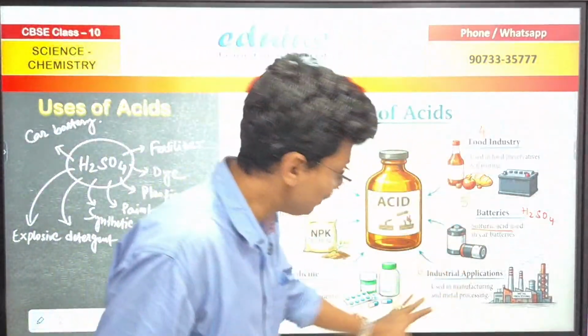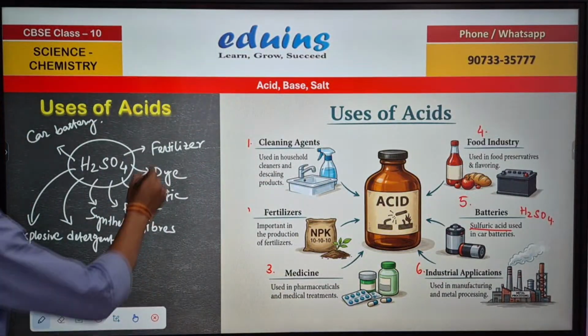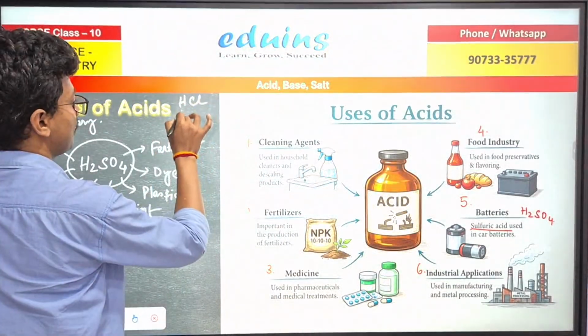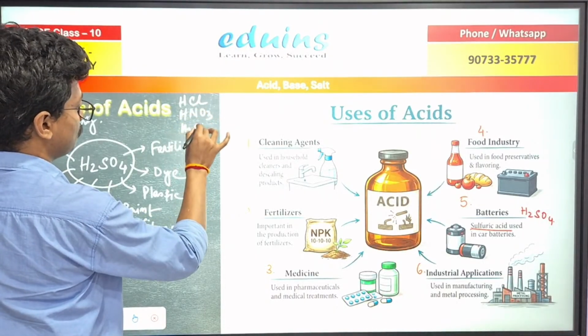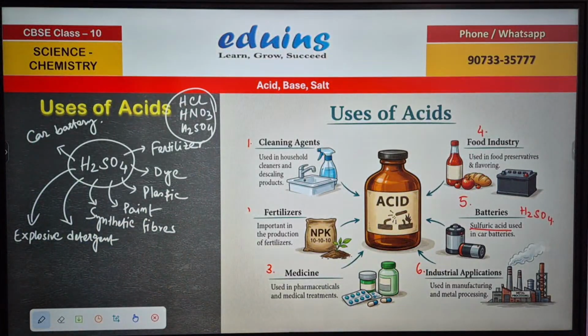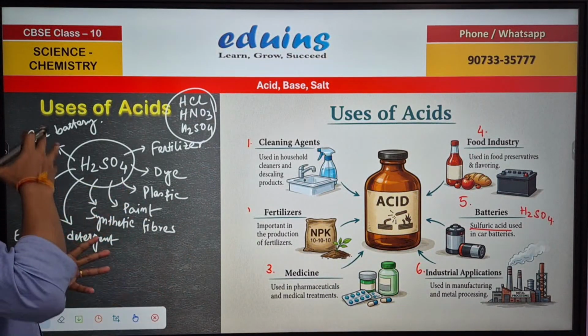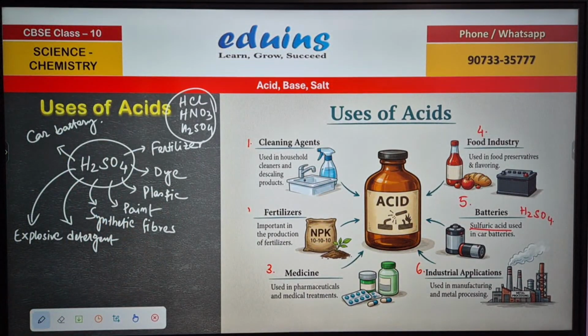This is the overall uses of acids. And the three mineral acids are HCl, HNO3 and H2SO4. Okay, so these are the uses of the three mineral acids. Clear? Is it clear to all of you?